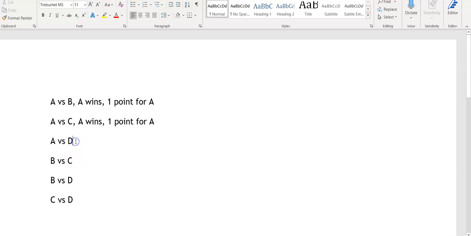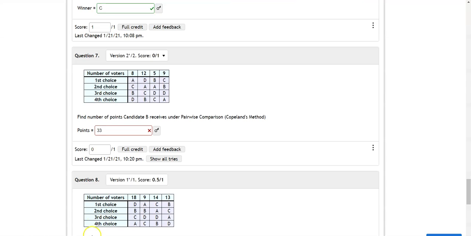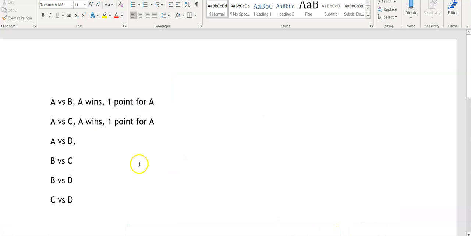All right, now let's do A versus D. All right, so going back, A versus D, A wins these 8, but D gets these 12. And then let's see, A gets these 5, that's 13 for A, still 12 for D. And then D gets these 9, 9 and 12 is 21, so D wins that head-to-head. That means D gets a point.